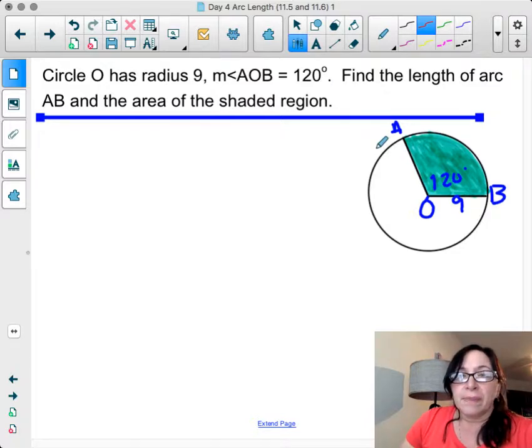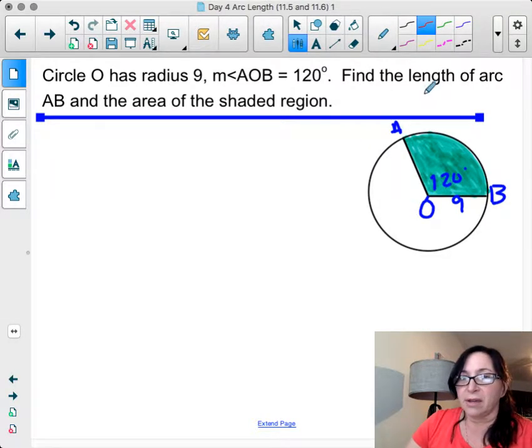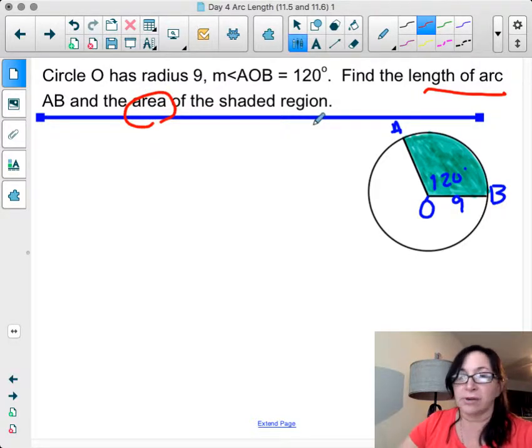Circle O has a radius of 9, and the measure of angle AOB is 120 degrees. So we need to find the arc length. We also need to find the area of the shaded region, the area of that sector. So let's just find the arc length first.